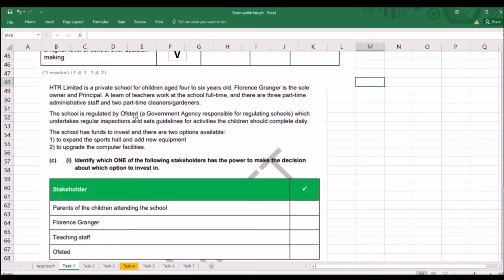The school is regulated by Ofsted, so it's a stakeholder outside that's the regulator, not going to actually make the decisions because it doesn't want to undermine its own independence, which undertakes regular inspections, sets guidelines for activities that should be done there. So it wants the sector to do well, but similarly is separate to the sector in terms of its regulating agency. The school has funds to invest, and there's 2 options available.